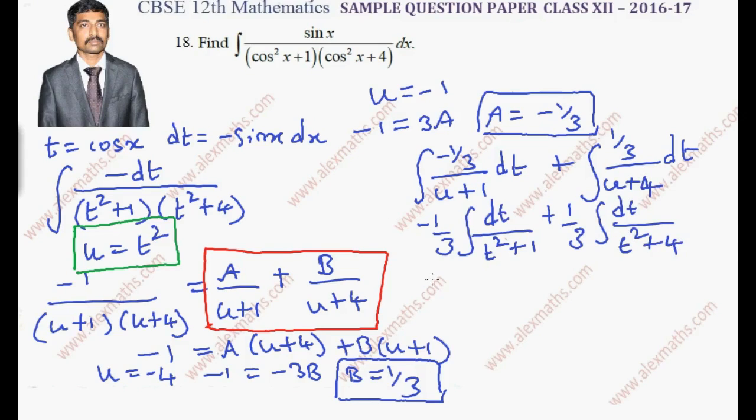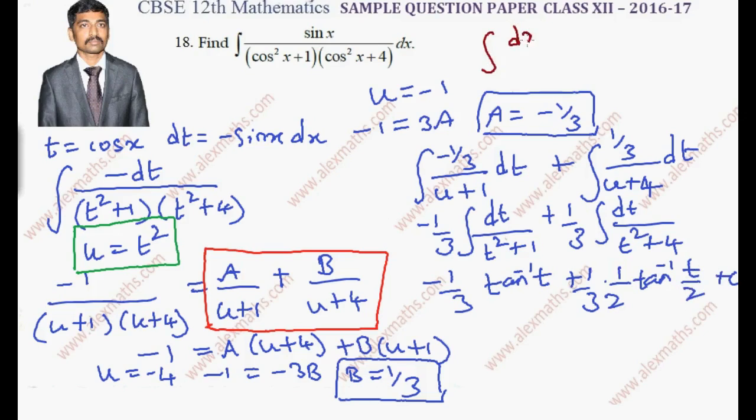Now applying the formula, this is of the form 1 by x square plus a square, which is 1 by a tan inverse x by a. So this will become tan inverse t, and here 1 by a is 1 by 2, so 1 by 2 tan inverse t by 2 plus c. I will show the formula here. Integral dx by x square plus a square. This is the formula I applied. The formula is 1 by a tan inverse x by a plus c, and this is the formula I applied here.